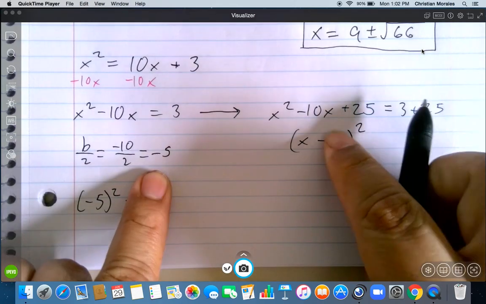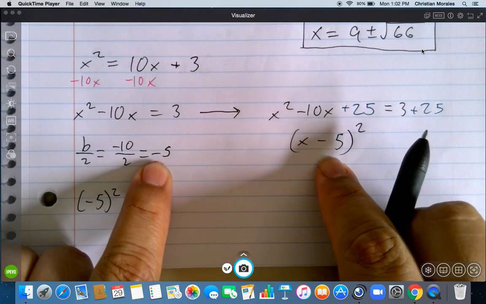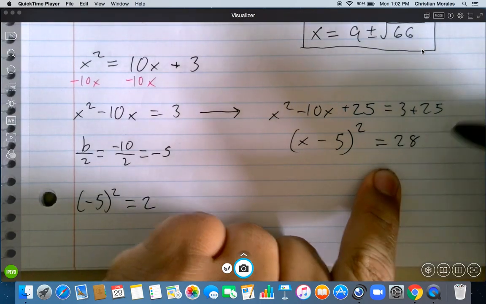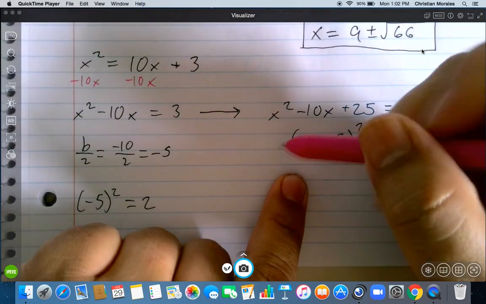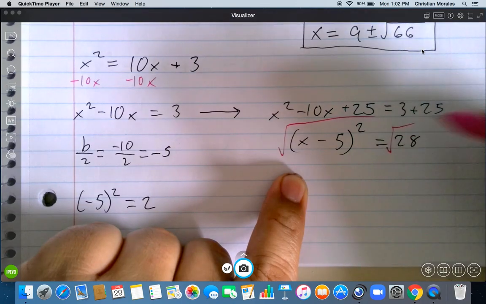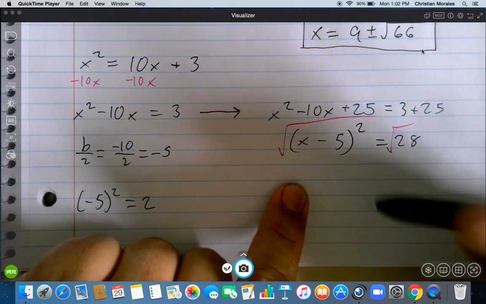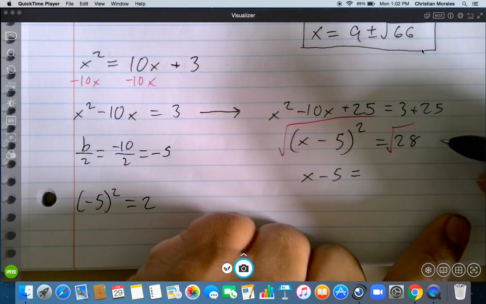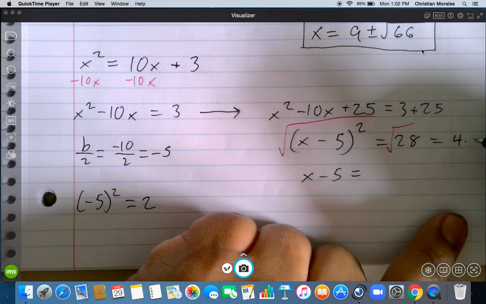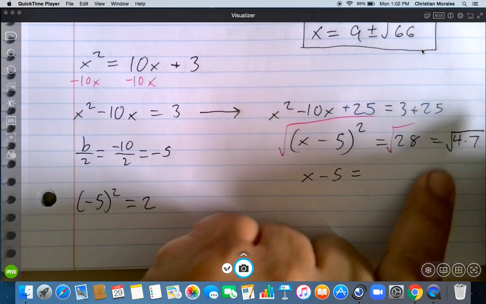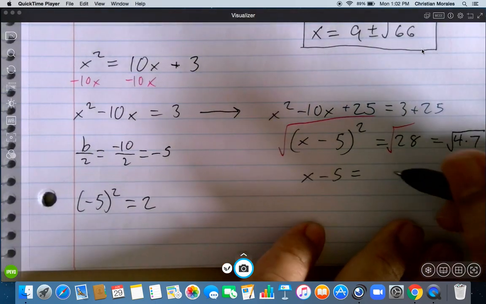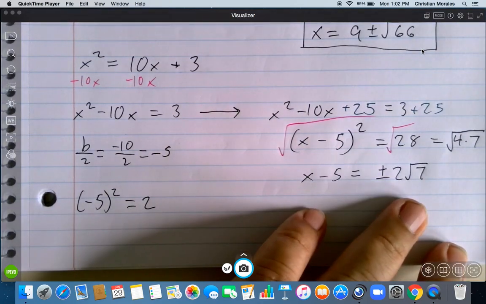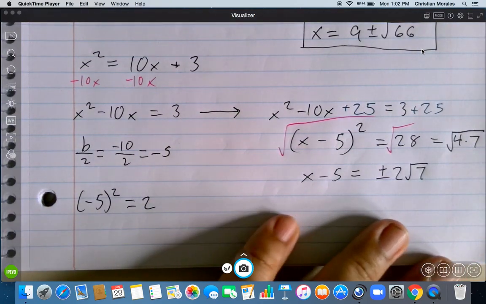Remember where I got the number from that? Good. Here, this is 28. All right, we're going to take the square root of both sides. This is going to be x minus 5. This can be factored. 4 times 7, and 4 has a square root, plus or minus 2 square root of 7. Because the 4 has a square root, you can take that out.